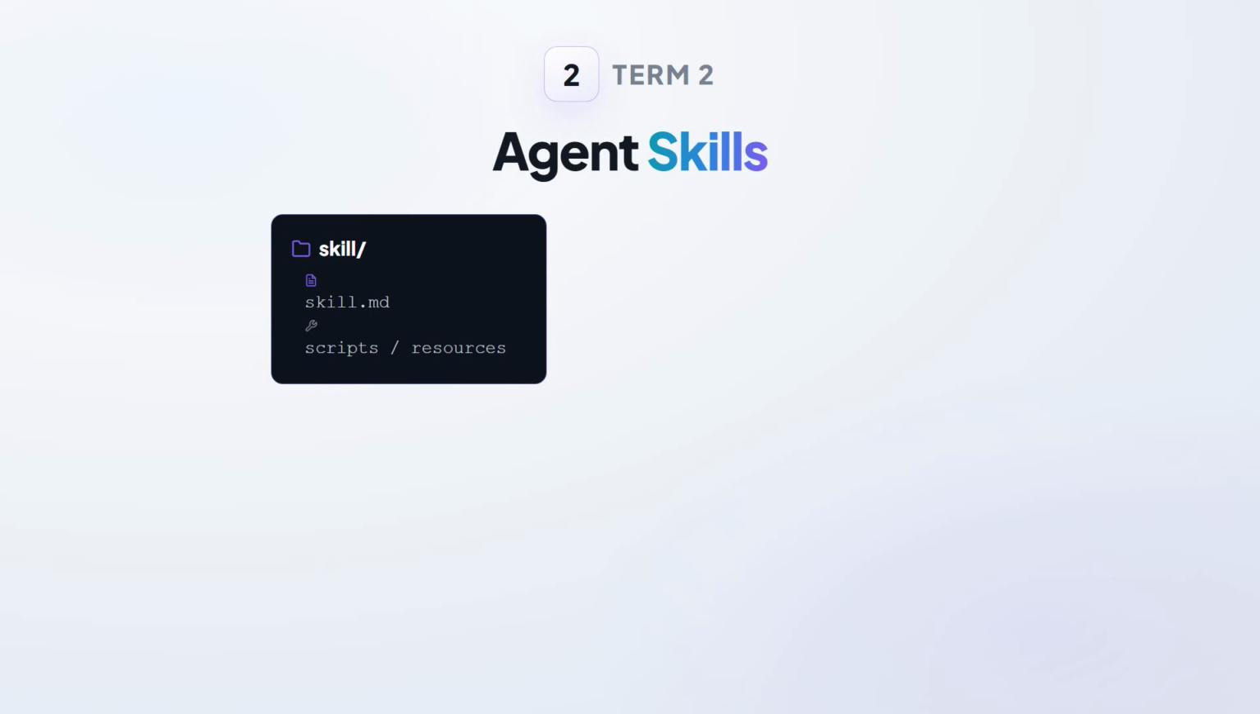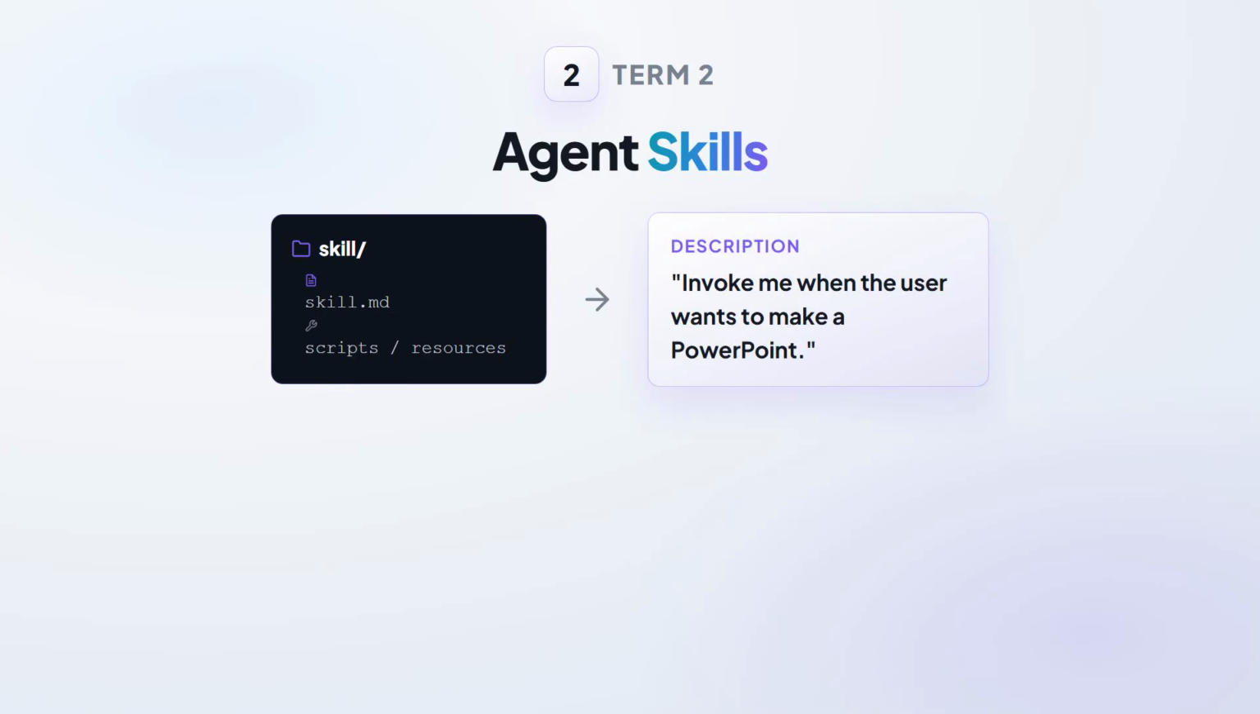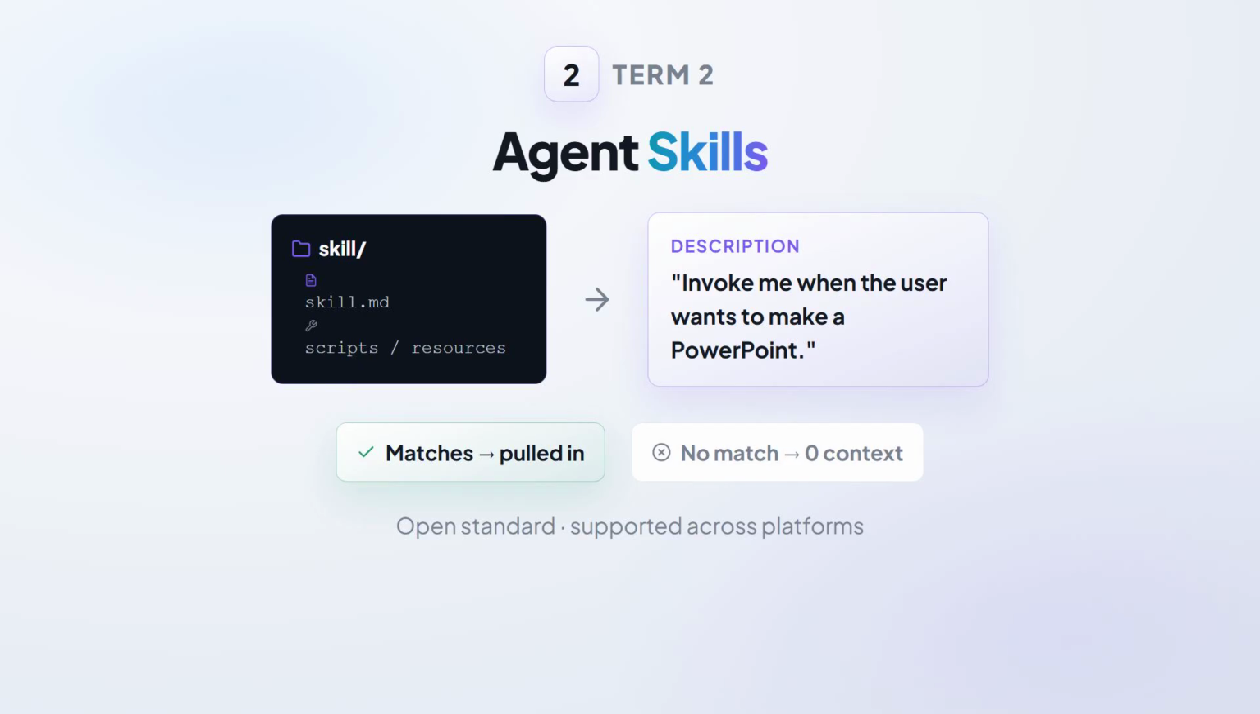A skill is a folder holding a file called skill.md, plus any scripts or resources the task needs. Inside, a short description tells the agent when to reach for it. Invoke me when the user wants to do this. If the request matches, the skill is pulled in. If it doesn't, it sits quietly, costing nothing. It's an open standard and it works across multiple platforms, so agents.md shapes how a project works, and a skill teaches the agent a specific job.